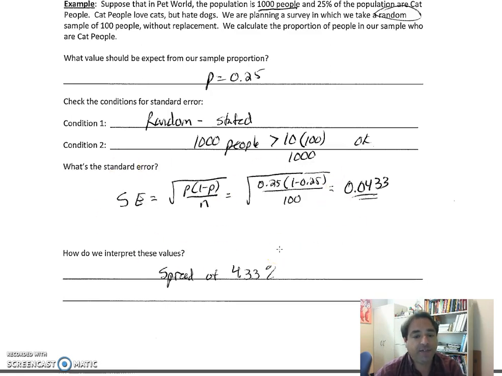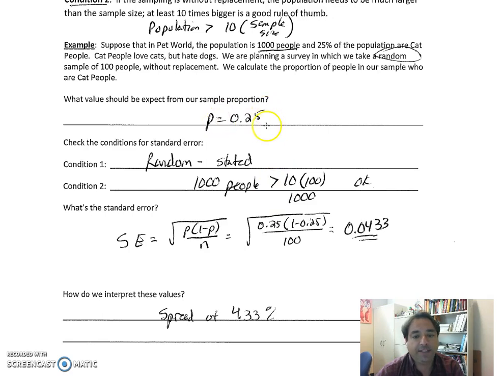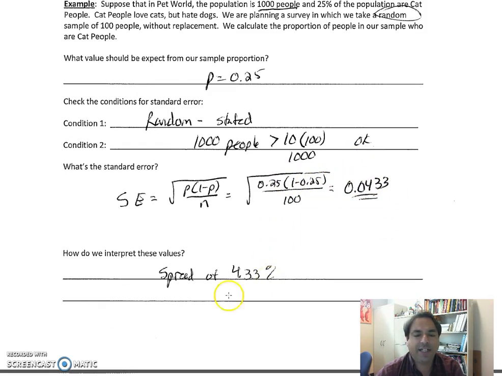Now, when you find your SE, be very careful. In this case, your P is 0.25. 25% of the population are cat people. So it's 0.25 times 1 minus 0.25 divided by n, which is sample size of 100. Put this in your calculator, square root, or I'd recommend typing it in at once, but this is very important. Please practice this, that you type this in and get 0.0433. Make sure you practice that. Again, I recommend typing square root of 0.25, 1 minus 0.25 in parentheses divided by 100. Practice that. In the standard error, it's kind of like your spread.